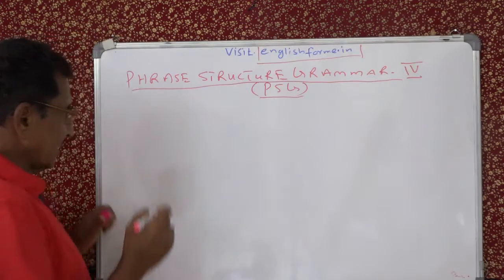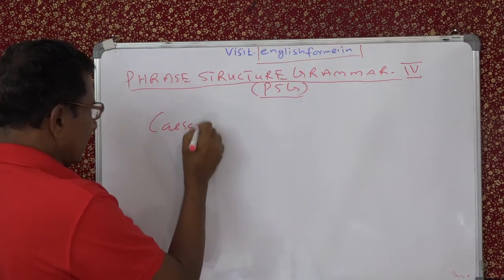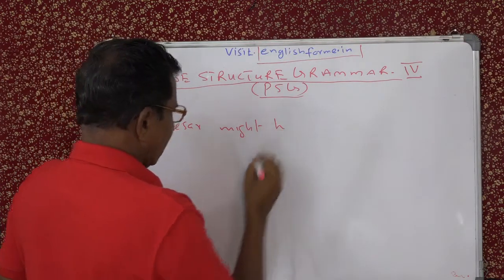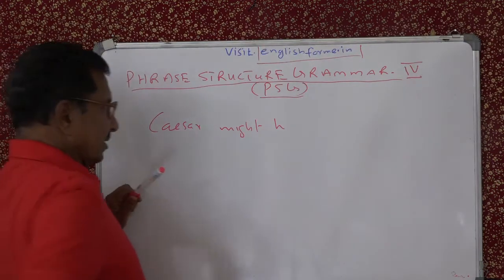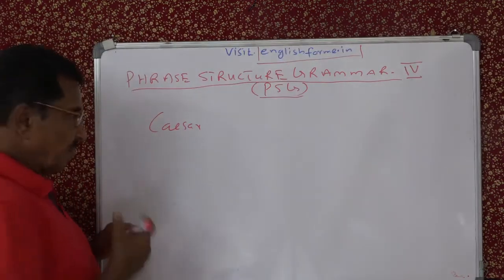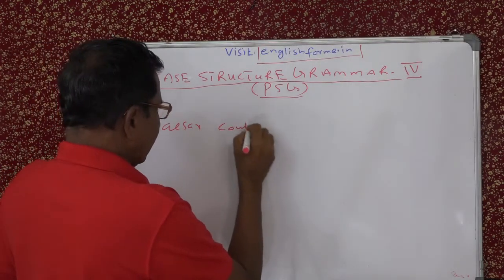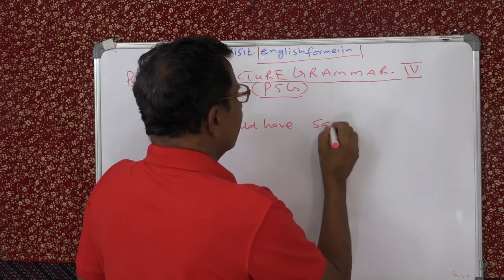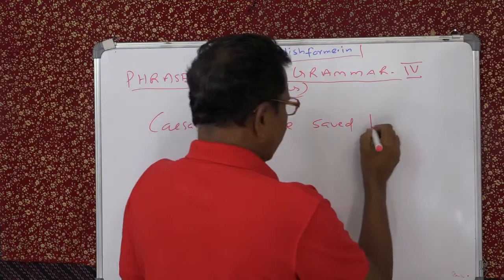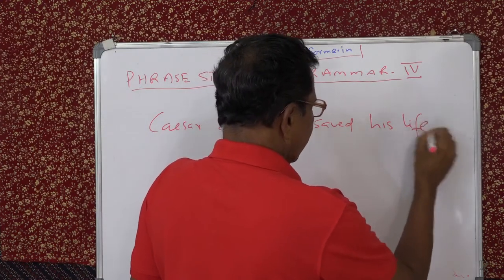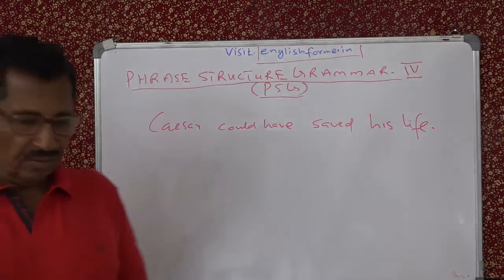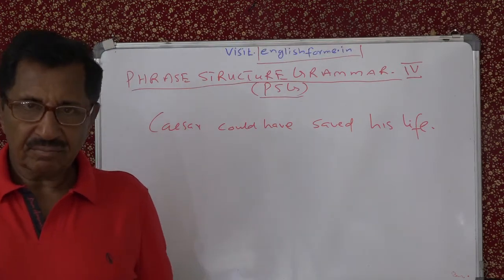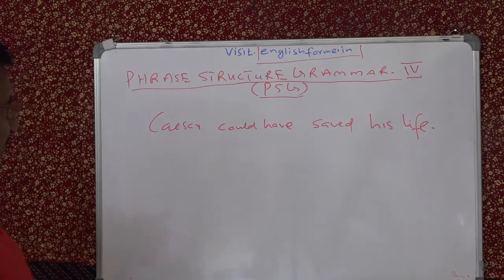Yes, then you can separate. Caesar might have, that's another one. Yes. Could have. Okay? Caesar could have saved his life. Saved his life. You remember, no? Caesar was stabbed to death. He could have saved his life. Isn't it? Now, what did you do?